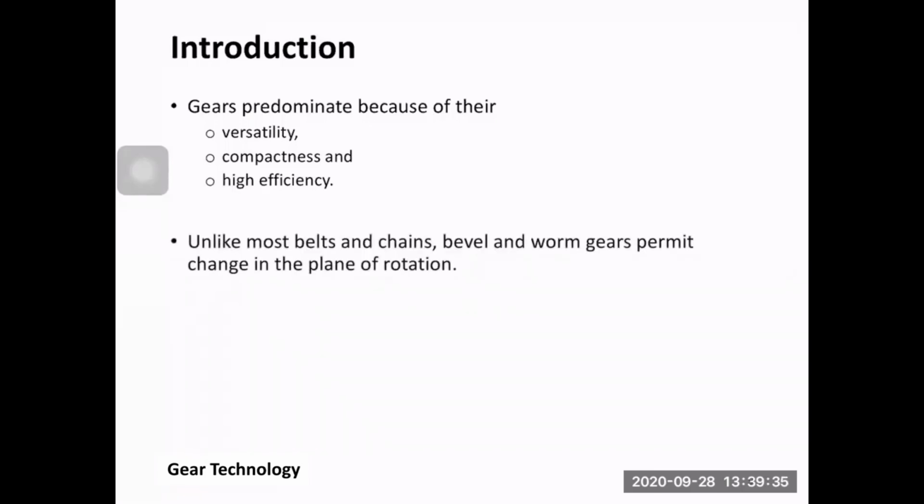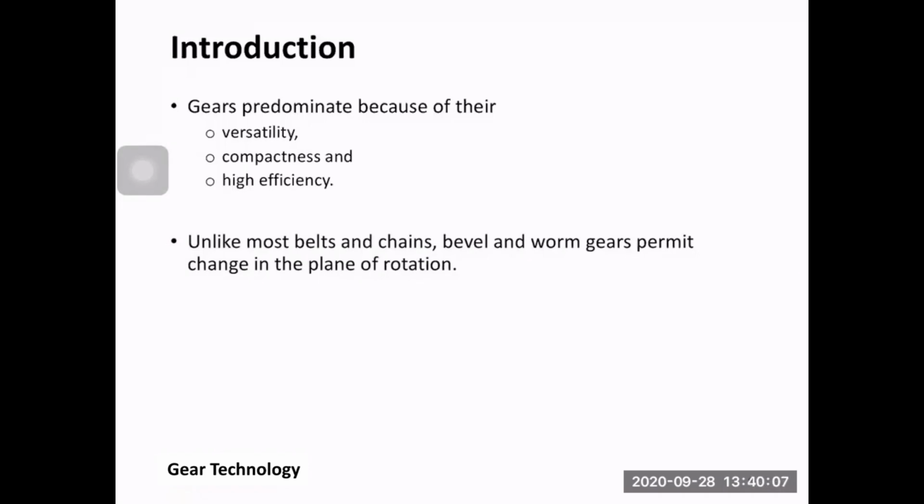Obviously, first of all, they are versatile, so you can transform motion between two parallel shafts, two perpendicular shafts, between two skewed shafts, and so on. You can play with the speed ratio, with the torque ratio, and all these things. They are compact, so you can transmit a high level of power, or you can have a high ratio of rotational speed, within a compact space or a small space. Their efficiency is quite high compared to other drives, as you have seen, because the losses are quite small.